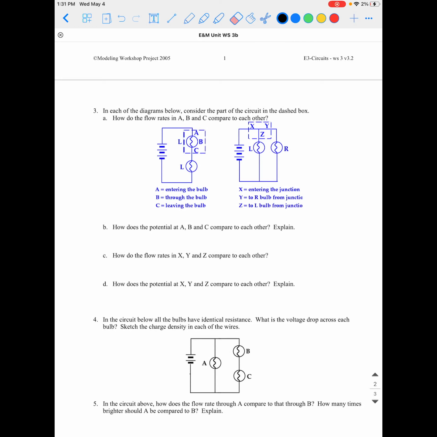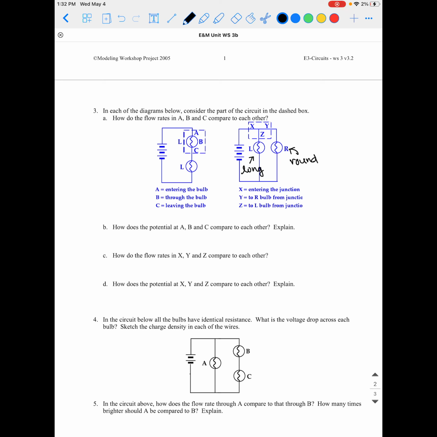All right, so I'm going to continue with problem 3C. How do the flow rates in X, Y, and Z compare to each other? Well, what they don't tell you here is that R stands for round. So it is a round resistor, and L stands for long. And if you think about how those characteristics of resistors affect the resistance, then you'll be able to understand how the current flows a little bit better.